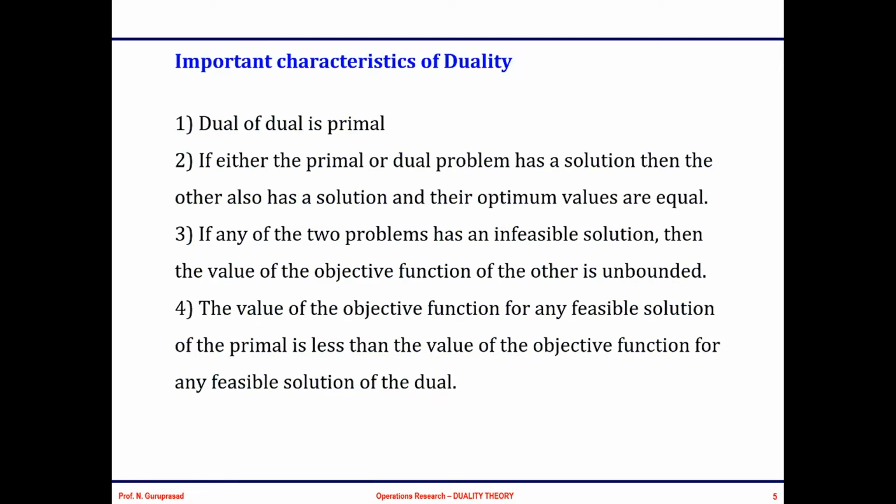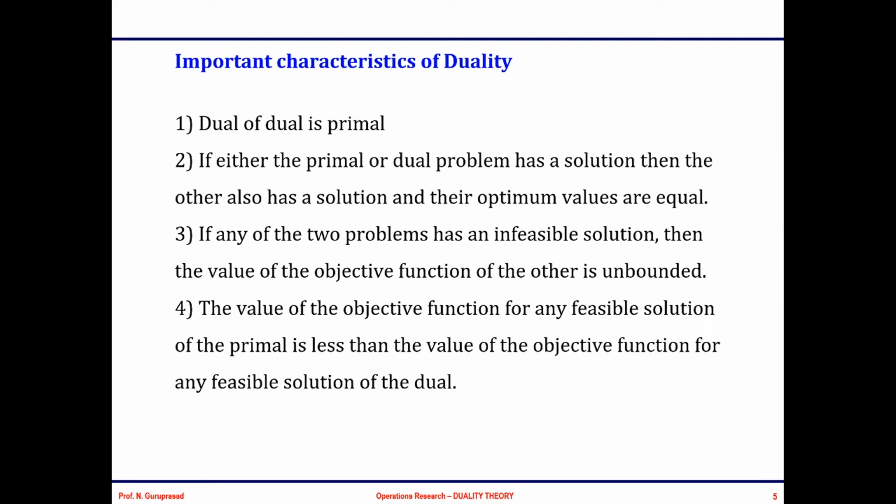Now, some of the important characteristics of duality. The dual of the dual is the primal. If either the primal or dual problem has a solution, then the other one also has a solution and their optimum values are equal. So what does the second point mean? Their optimum values are equal. Of course, there might be a small change in the values of the decision variables, but it will not affect the optimal solution.